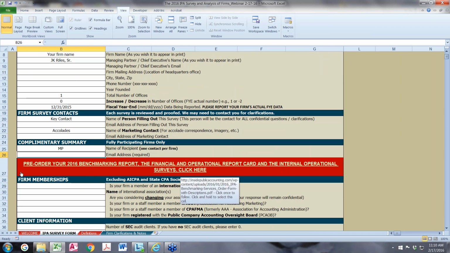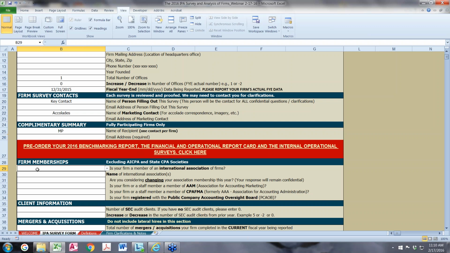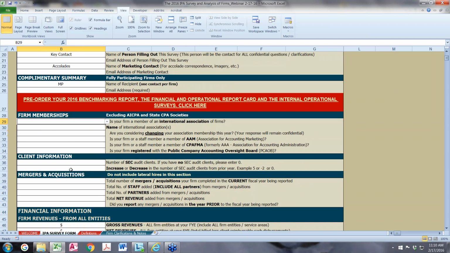On to our next section in firm memberships. On row 29, notice the drop-down arrow here. This indicates that there's a drop-down menu with selections to choose from. These drop-down menus are used throughout the survey, so anytime you see the down arrow when you are in a cell, be sure to click on it.